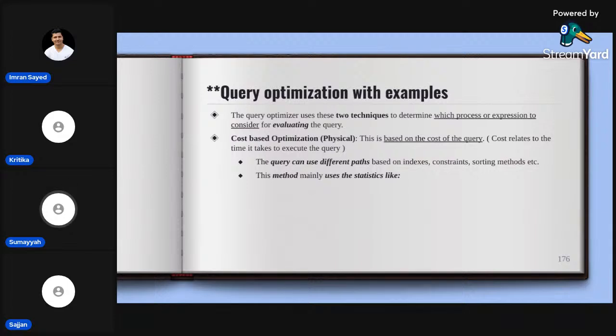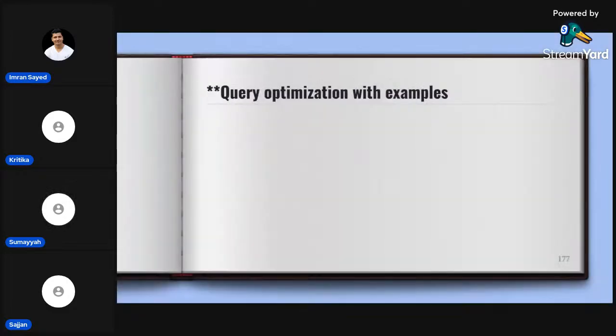The query can use different paths based on indexes, constraints, sorting methods, etc. This method mainly uses the statistics like record size, number of records per block, uniqueness of column values, size of columns, etc.